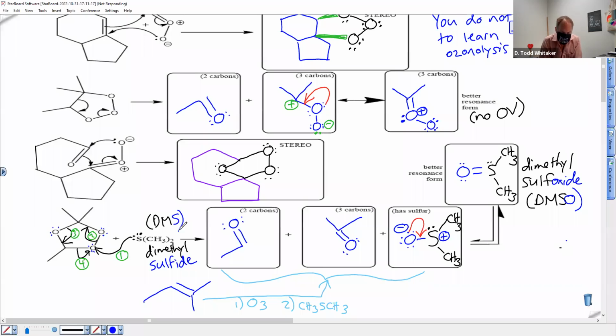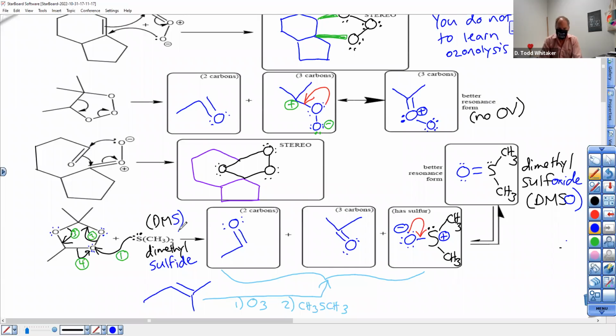DMSO is a solvent that's used for a lot of things, including drug delivery. It's interesting. And that's all we have for the ozonolysis today.